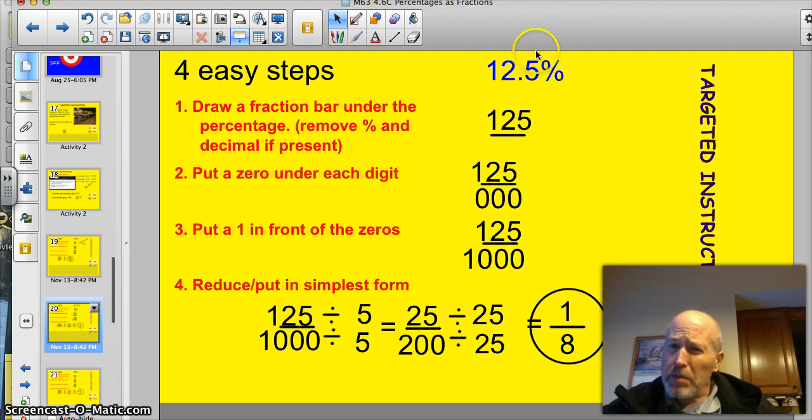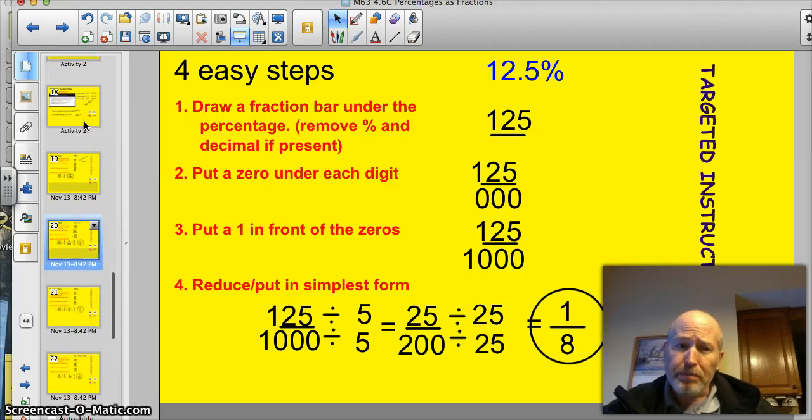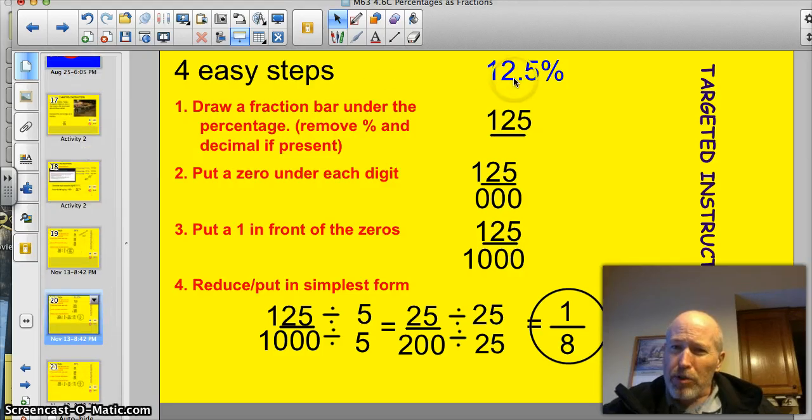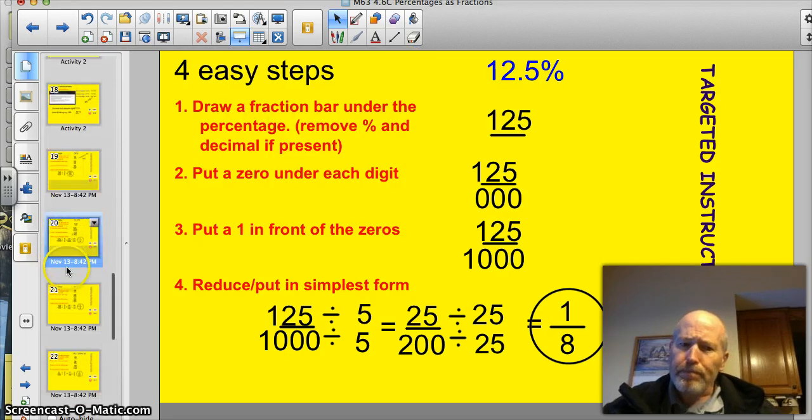So sometimes there'll actually be a decimal in there, and you can just ignore that decimal, get rid of it, and get rid of the percentage sign, put it all over a fraction bar, put a 0 under each, and put a 1 in front of the whole mess. Fraction, just got to reduce it. Remember, really what you're doing, you're just simply dividing by 100, moving that decimal a couple of spots over to the left. But we're just shortcutting it here.